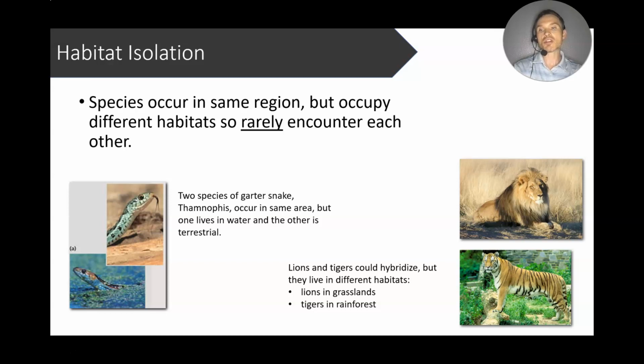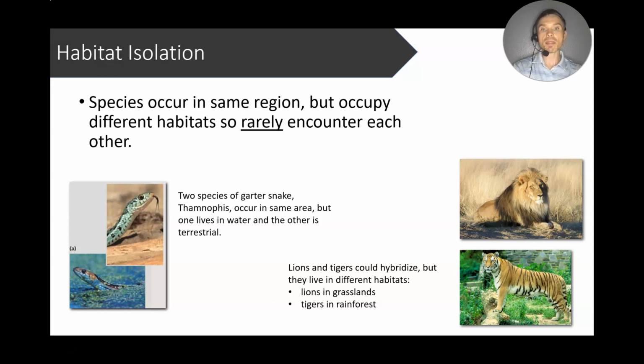An example of this would be on the left-hand side here. We have 2 garter snakes. The one garter snake lives near or in the water, and the other one is terrestrial, so it lives on the ground. And because they occupy different habitats within the same region, they rarely interact with one another, and therefore they do not mate. And they are considered individual species for that reason.